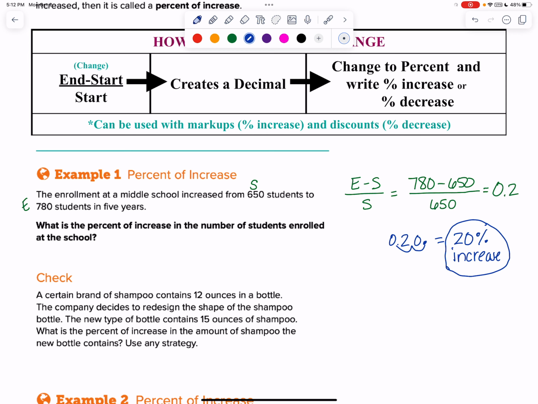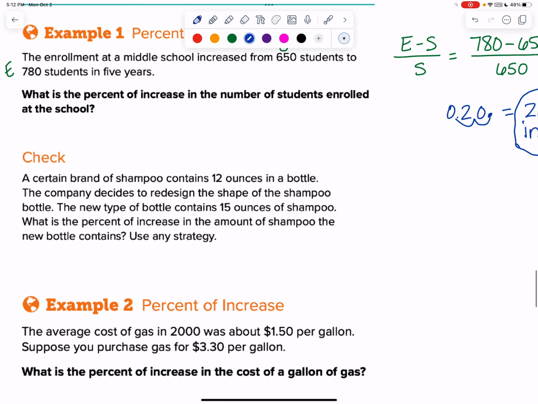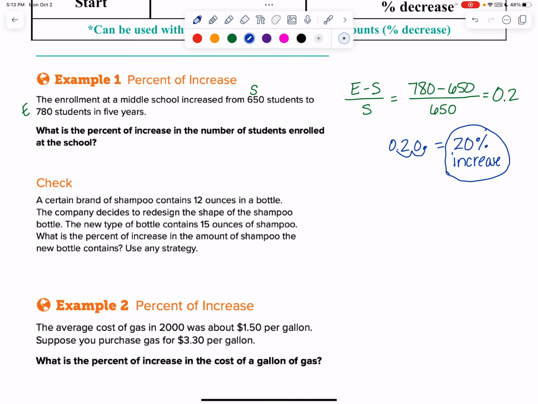Okay, so go ahead and try it out here with this check. Imitate the same thing. You can pause if you want, or if you want to just keep following along, you can. A certain brand of shampoo contains 12 ounces in a bottle. They redesigned the shape of the shampoo bottle, and the new one contains 15 ounces. So what is the percent increase in the amount of shampoo in the new bottle?